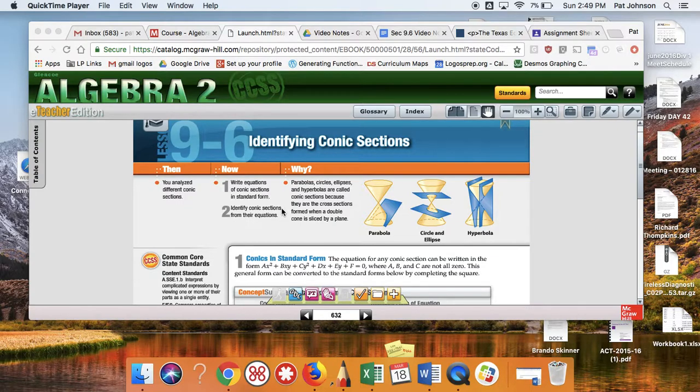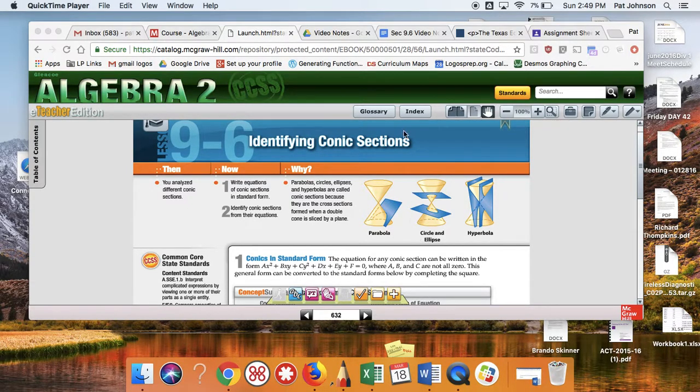Okay, they're formed when you have a double cone, like this top of this page right here, set next to each other, and you take a plane and cut it. If you cut it this way, you get a parabola. If it's horizontal, it's going to be a circle. If it's slanted a little bit horizontally, then you're going to have an ellipse. So this way it'll form either a circle or an ellipse. And when you vertically slice it with a plane, you're going to get a hyperbola.